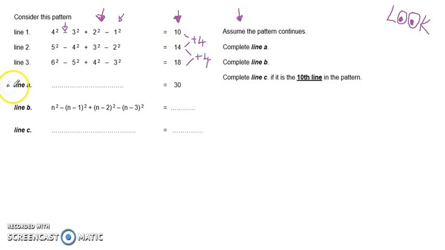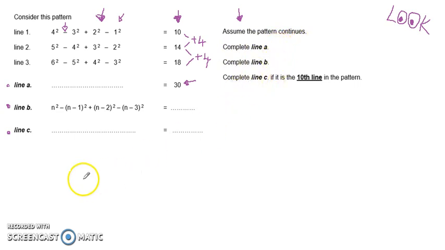So here we have line A, line B, and line C. Now watch out, the other ones were called 1, 2, 3, so that doesn't mean that this is line 4. It just means it's line A. We don't know what A stands for. Line B, it can't be line 5. We know that because it's actually the nth term. And then line C, we don't know what it is because it doesn't give us any direction. At least with line A, they're telling us that it's equals to 30. So the first question says, complete line A.